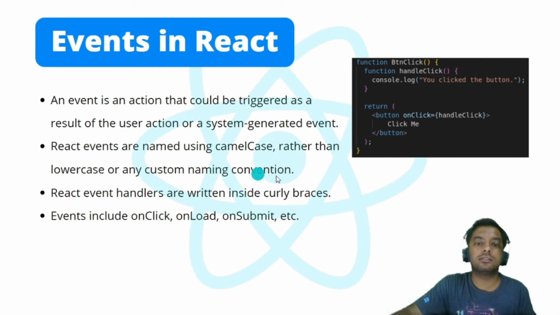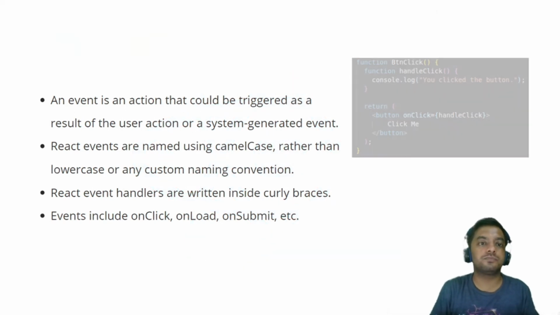React event handlers are written inside curly braces. What are event handlers? They are the functions which are invoked on call of an event. So onClick was an event, and there was an event handler associated with it, handleClick. This was passed inside curly braces. Some events include onClick, onLoad, onSubmit, etc. These are the common events which we encounter in our day-to-day work with React.